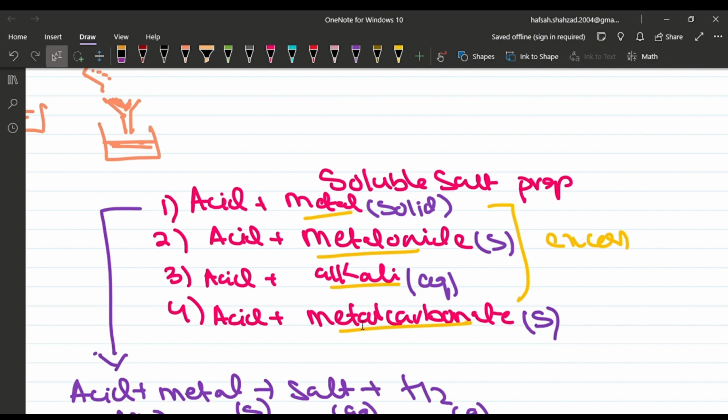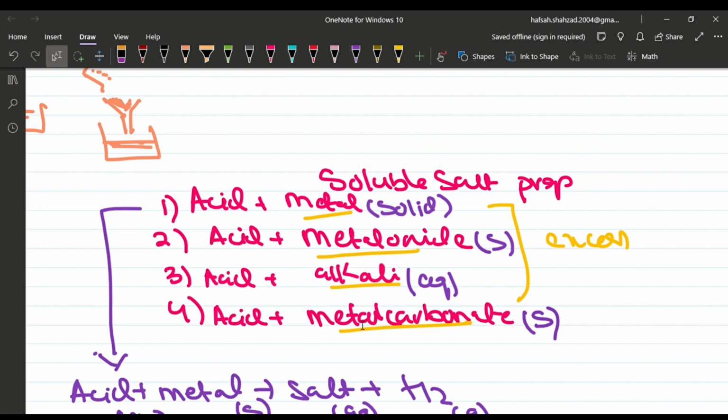Again, metal carbonate, let's suppose you take copper carbonate. Copper carbonate again reacts with sulfuric acid to form copper sulfate. Again, that's soluble, and you have carbon dioxide as the gas. So you see effervescence once the reaction is taking place, and when the effervescence stops, that's when the reaction has been completed. So you can stop the heating, so you can start the preparation process to remove the excess unreacted reactant, which in this case is metal carbonate.